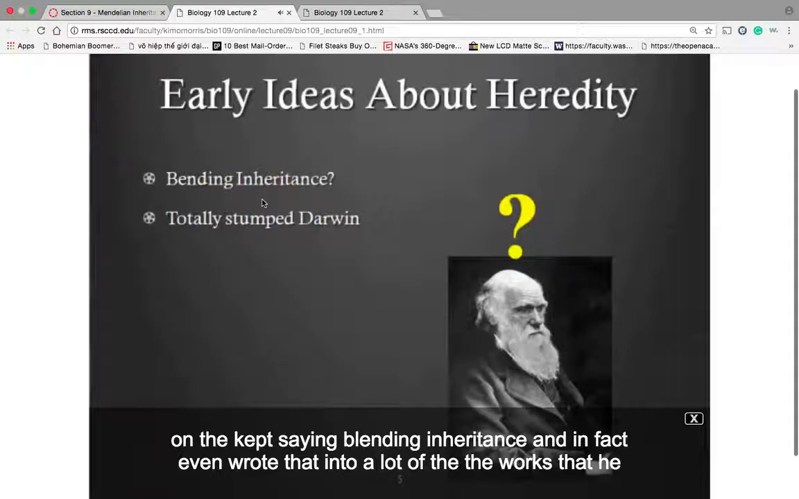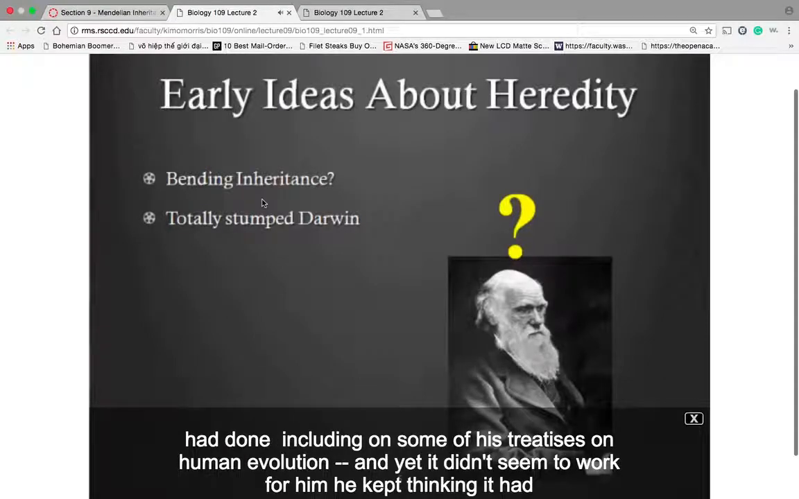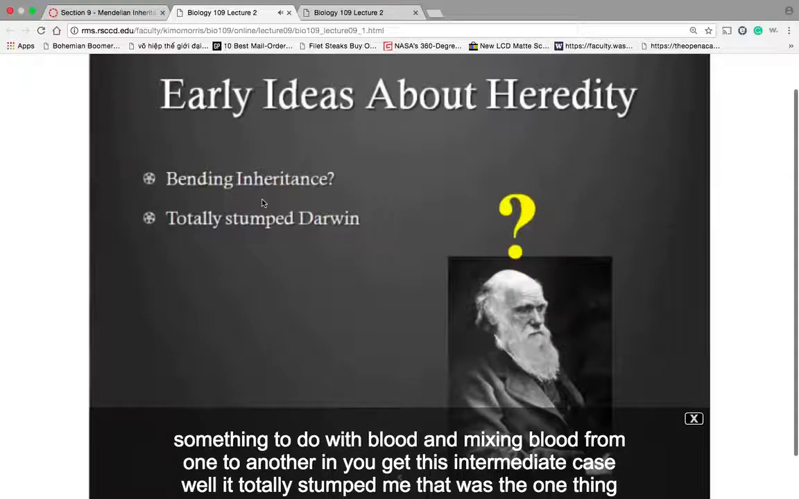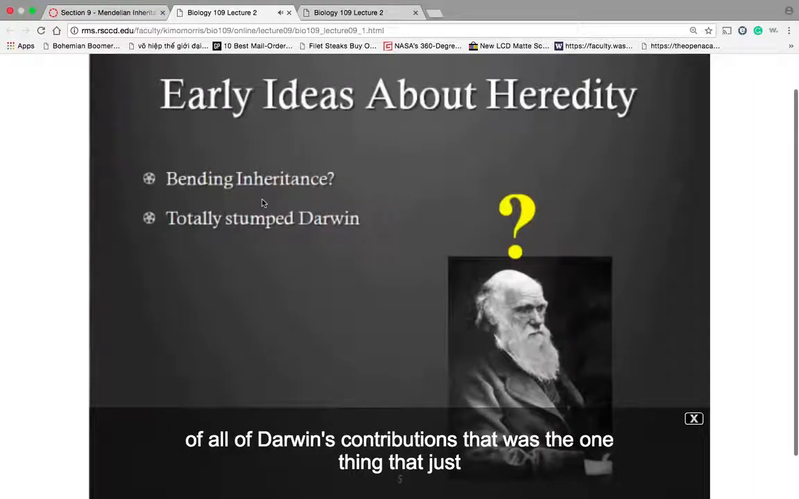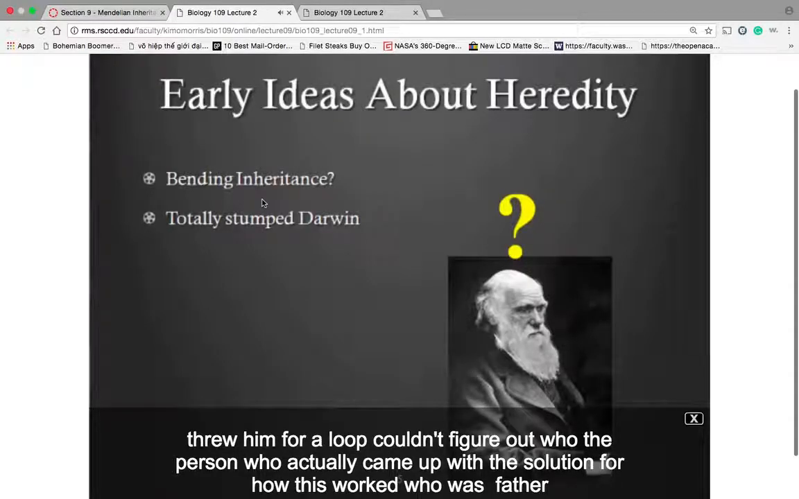He had no idea what was going on. He kept saying blending inheritance, and in fact he even wrote that into a lot of the works that he had done, including some of his treatises on human evolution. And yet, it didn't seem to work for him. He kept thinking it had something to do with blood and mixing blood from one to another, and you get this intermediate case. Well, it totally stumped him. Of all of Darwin's contributions, that was the one thing that just threw him for a loop. He couldn't figure it out.